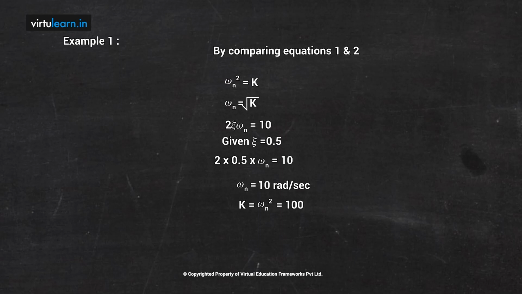Now for this K value, let us find out other time domain specifications. First one is settling time. We know the formula of settling time. By default we will take it for 2%. We also have the 5%, but for 2% the formula is Ts = 4 / (zeta omega n). Zeta value we know and omega n value we also know. By substituting this, you will get the Ts value, which is 0.8.